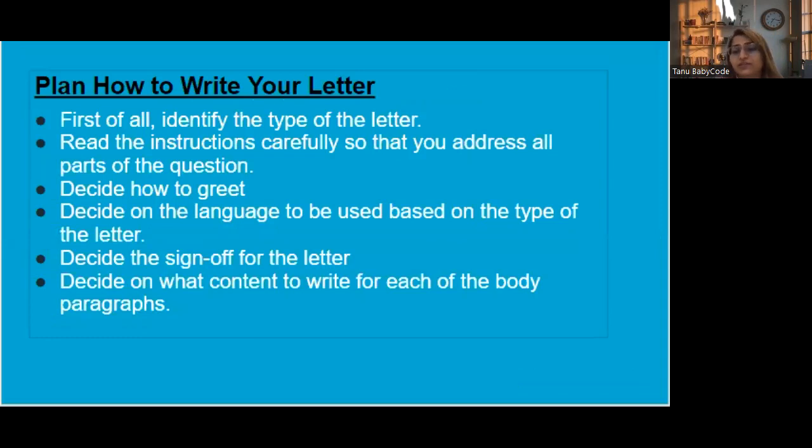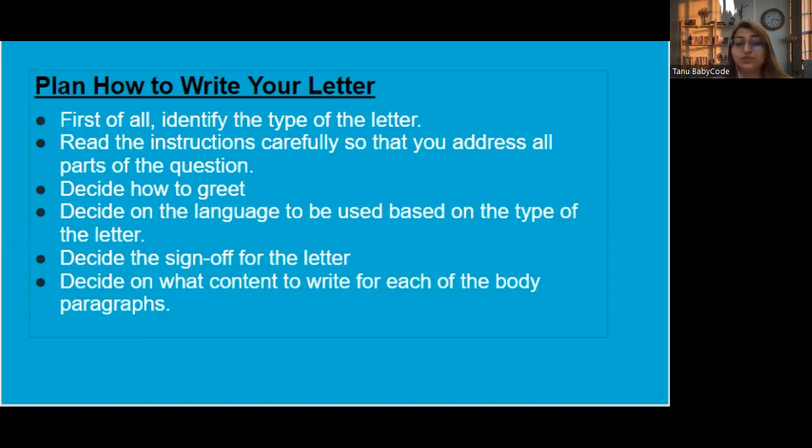How to write your letter, how you'll be planning your letter. First of all, you have to identify the type of letter, whether it is formal, semi-formal or informal. Next, you have to read the instructions carefully so that you address all the parts of the question: all the bullet points, the purpose of the letter and the sign off. Decide how to greet, whether you have to write sir or madam, whether you are writing the last name of the person or the first name.